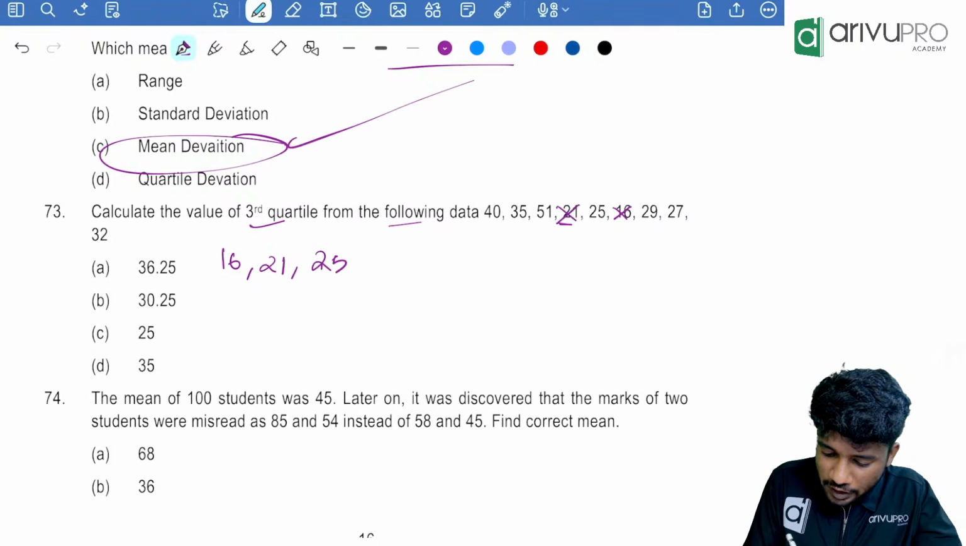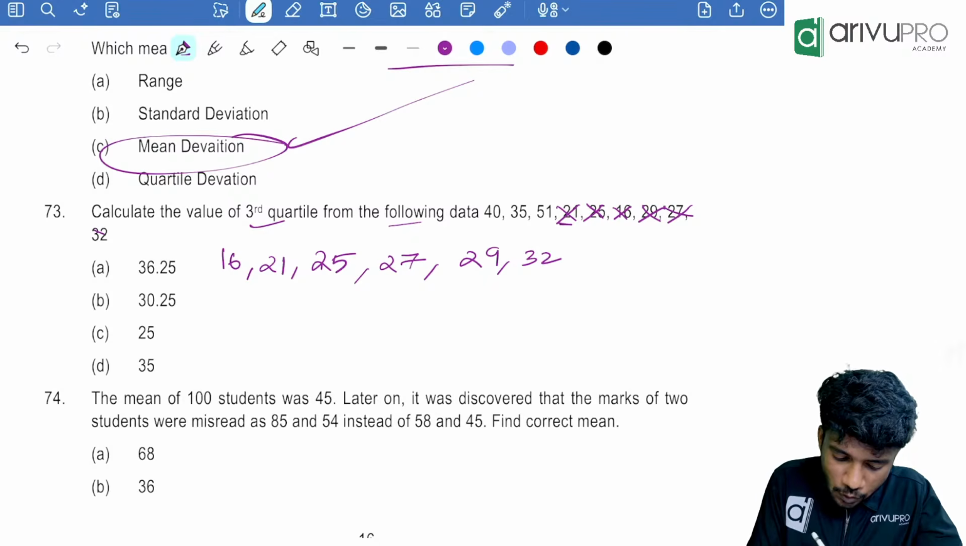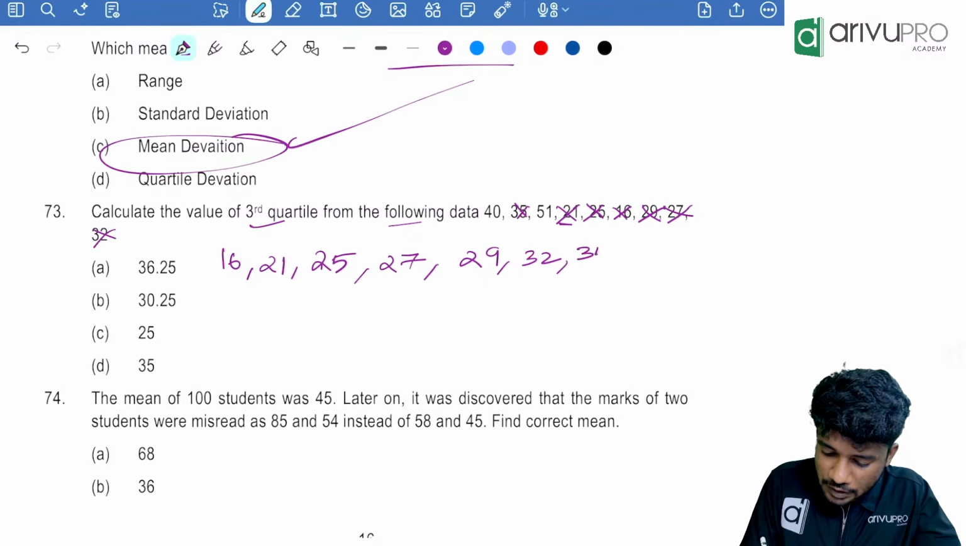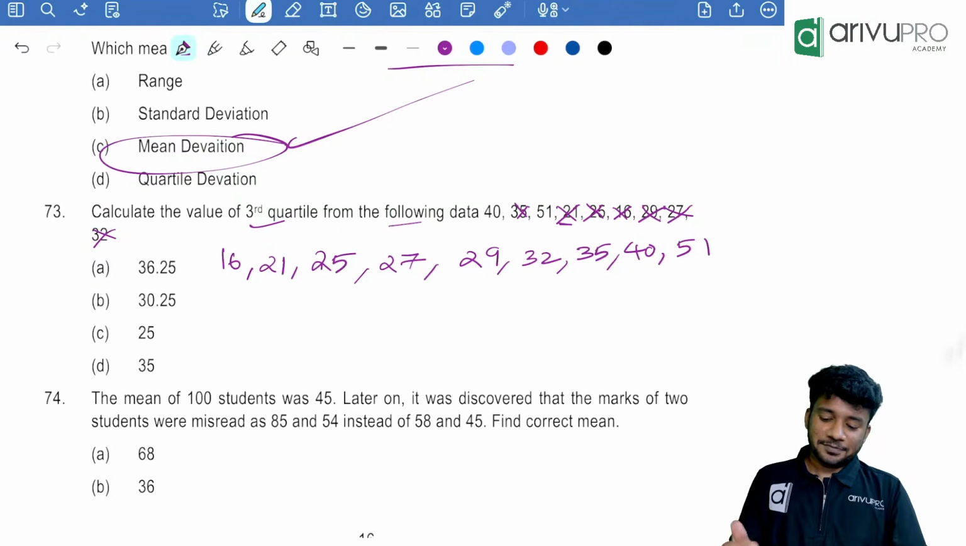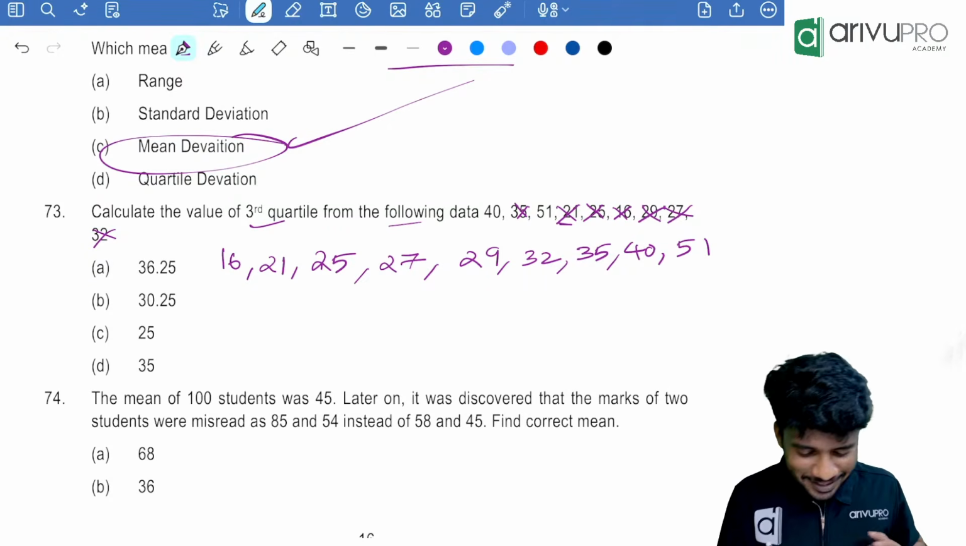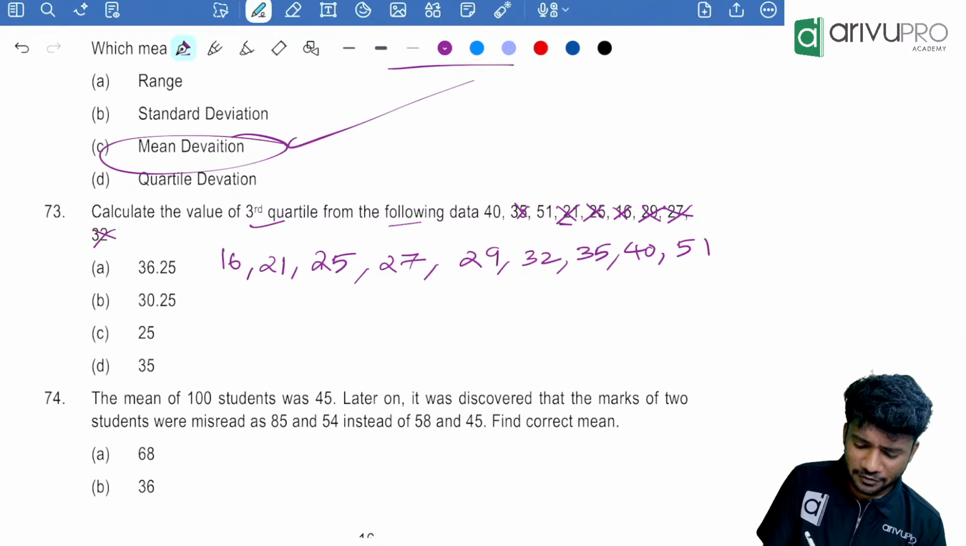Then 25, that is also gone. Then 27, then 29, then 32, then 35, then 40, then 51. Actually it should have been 41. Okay, not 51, because many questions were there in the past. Yeah. Now we need to find third quartile.